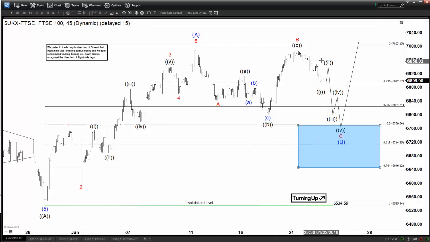But the primary view is calling for the index to extend higher one more time in the C leg, as far as this pullback here stays above 6534. We like one more leg to the upside in the FTSE, okay, to finish the C leg and also to finish the P correction or the P rally.